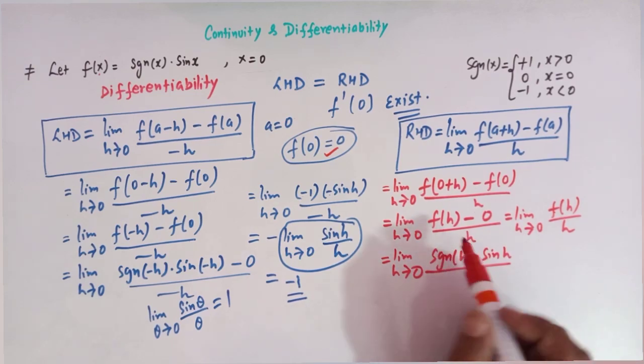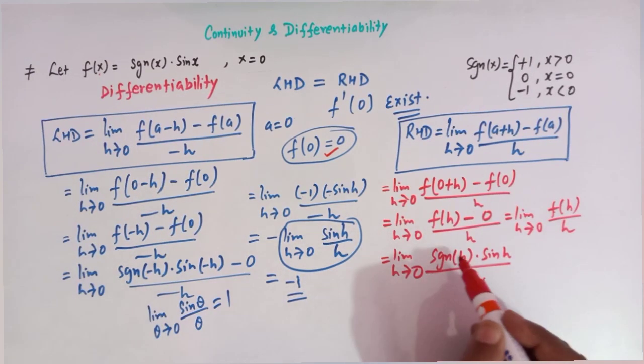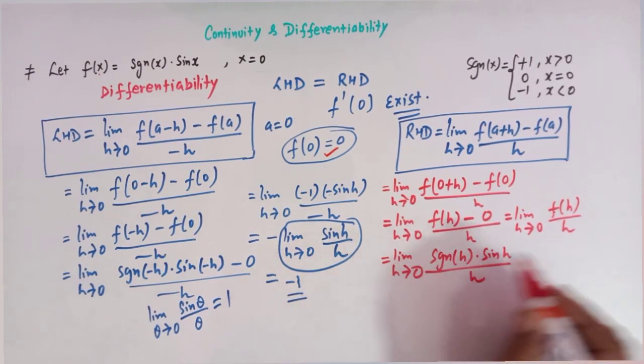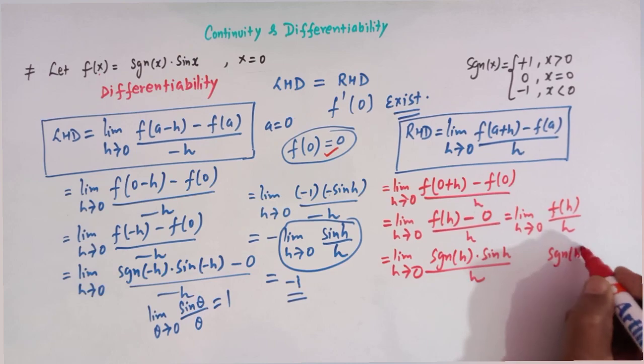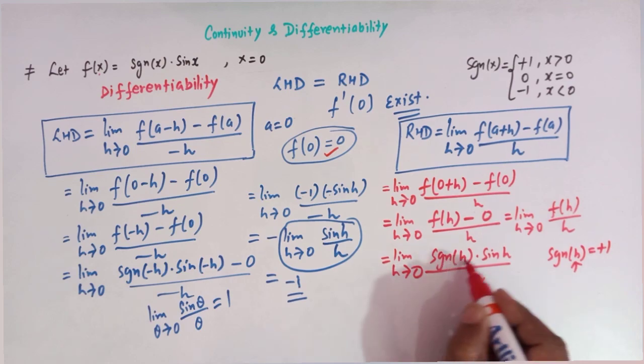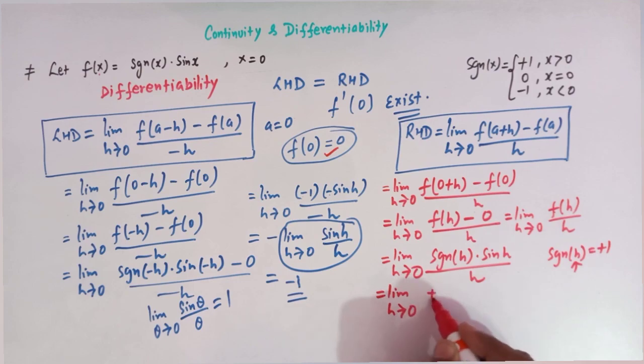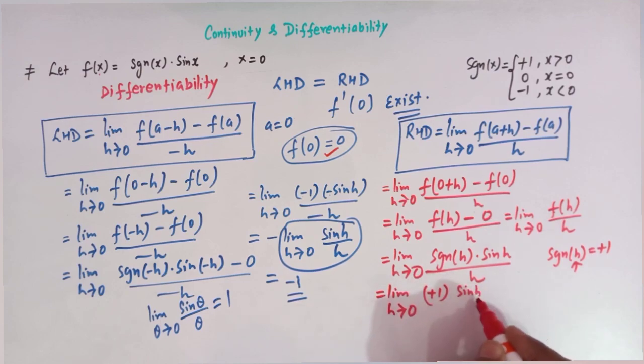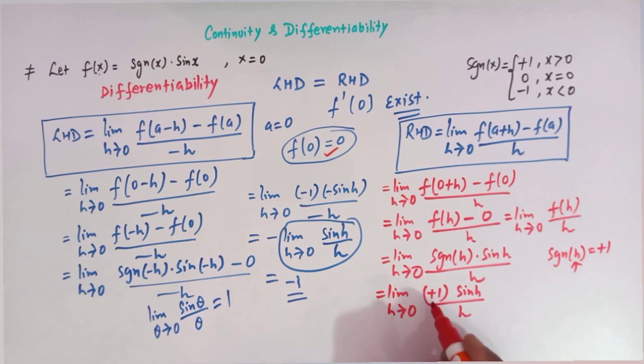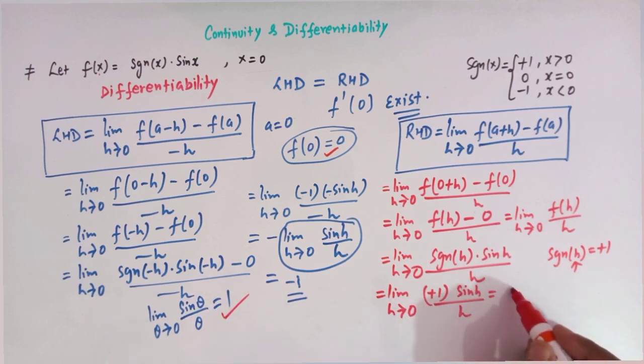While proving this function to be continuous, we have seen that signum of h was equal to plus 1, because h is a positive quantity. So here we'll take positive 1. So we have limit h tends to 0 of plus 1 times sine h over h. Now this limit, limit h tends to 0 of sine h over h, by virtue of this limit is equal to 1. So here we have got positive 1.